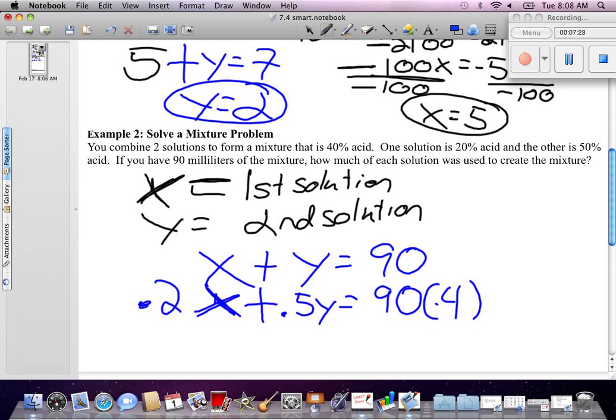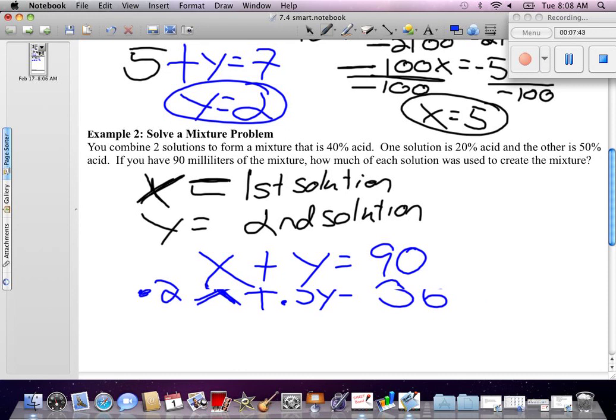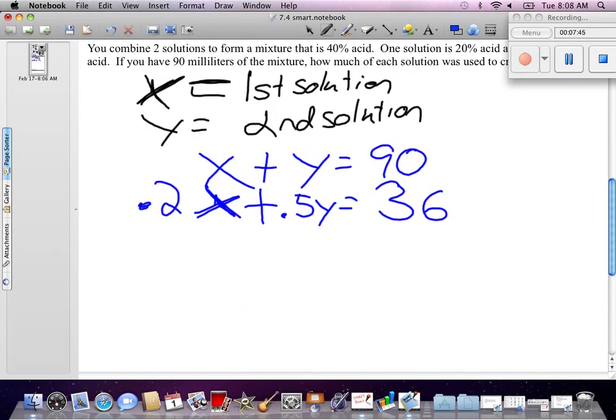So the first thing I'm going to do is find out what is 40% of 90. So I'm going to change this to 36. Is everybody okay with it? Everybody gets how I got 36? I multiplied it by 90. 40% times 90 gives me 36.